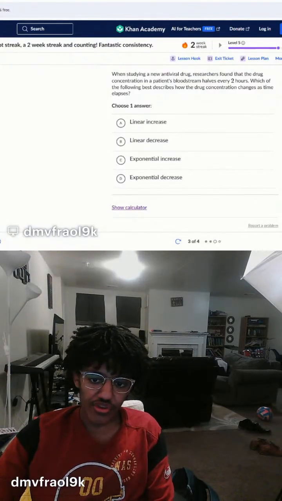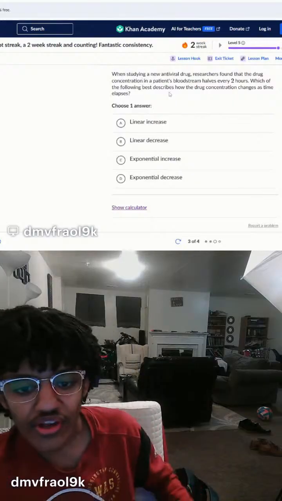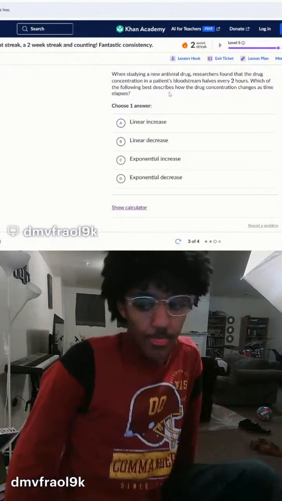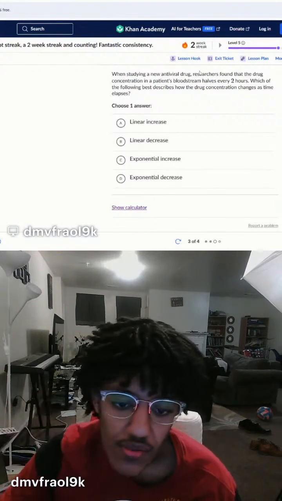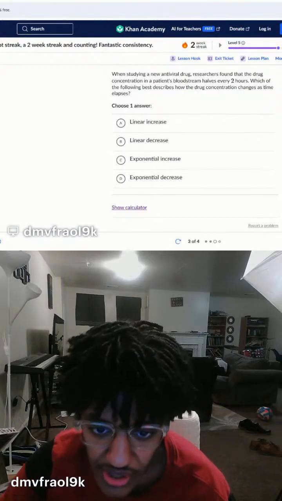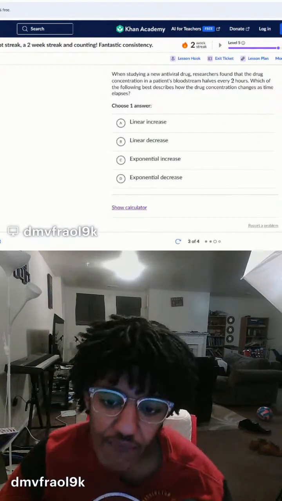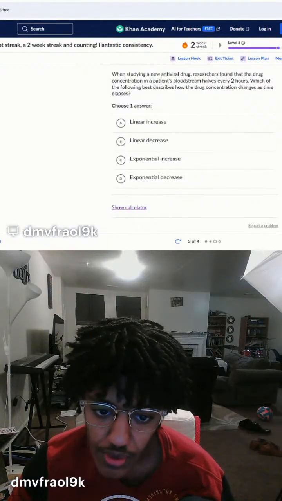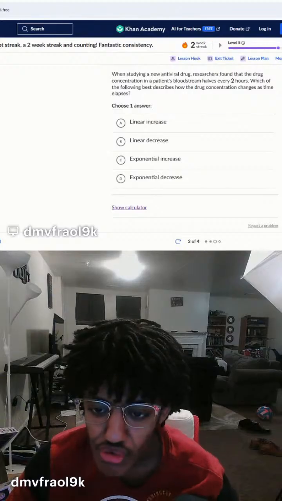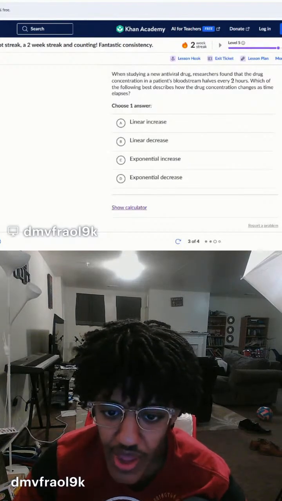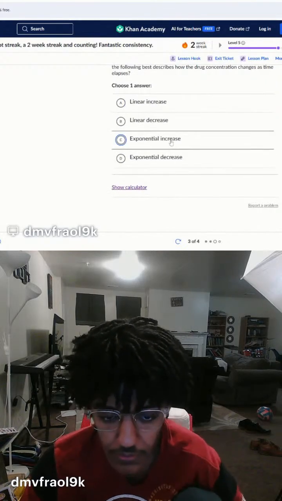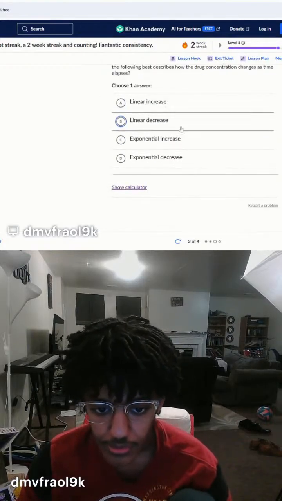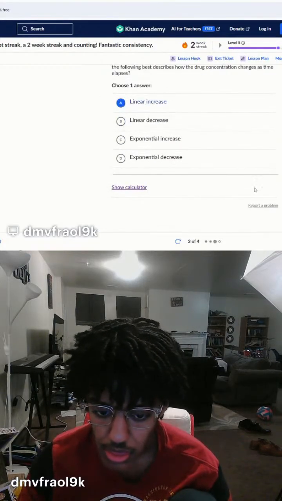When studying a new drug, researchers found that the drug concentration in a patient's bloodstream halves every 2 hours. Which of the following best describes how the drug concentration changes as time elapses? Decrease.